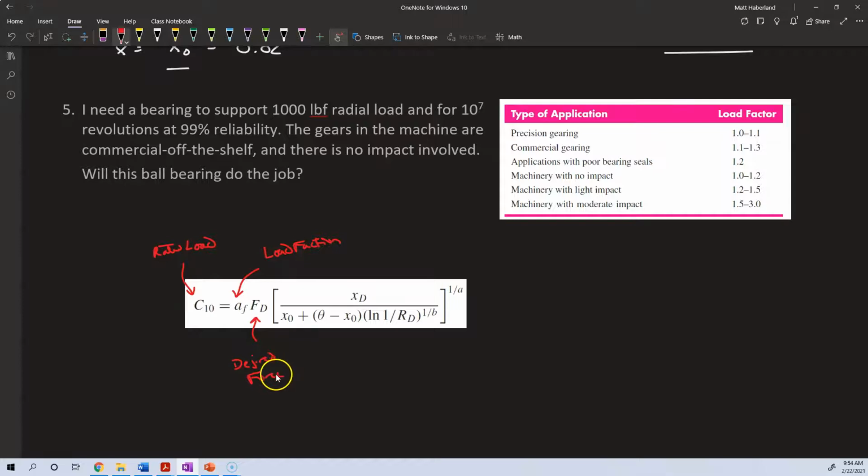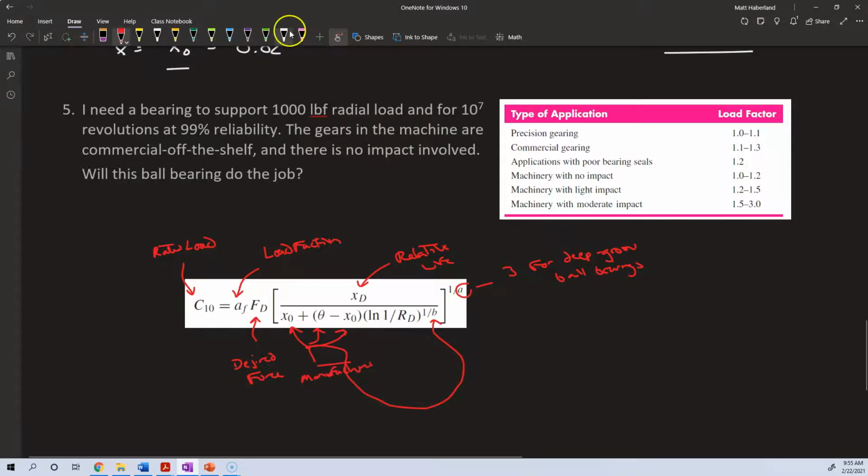We want it to be able to handle this much radial load for this much relative life, where a is equal to 3 for, we've seen this before, deep groove ball bearings, and 3 1/3 for rollers. And then x naught, theta, and b are given by the manufacturer. And finally, we've got the reliability that we're looking for. If we plug all that in, we're going to get what rated load we need to have or exceed in order for the bearing to meet our application.